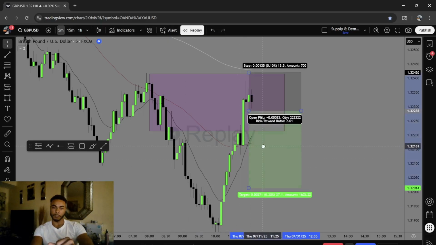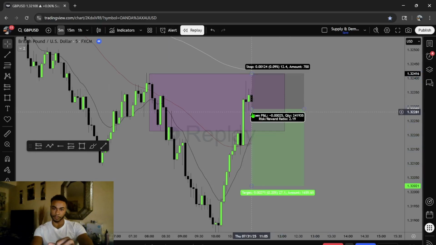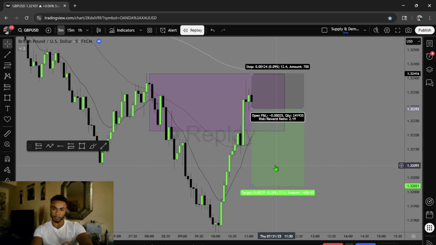Then I moved my entry up, because now I was waiting for this candle's low to get broken. And from here, the next candle came. This was around 11 a.m.